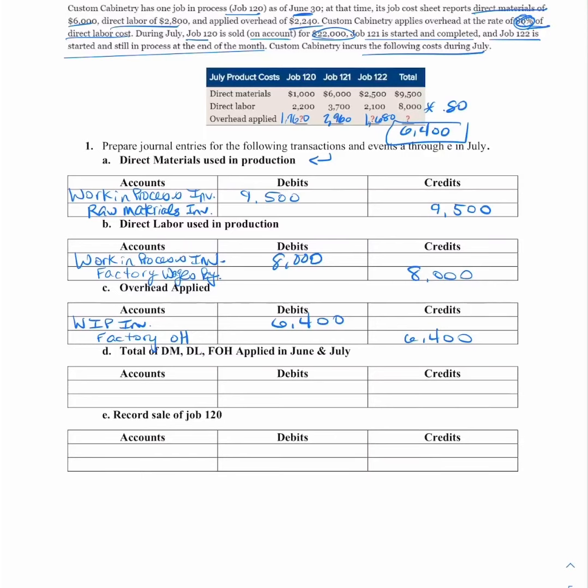Now the next item is we sold a job. We sold job 120. Well, just like in 231, when we have a sale, we're going to have two journal entries. So the first one is to record the cost of goods sold. So let's just go ahead and do this. Debit to cost of goods sold, a credit to finished goods inventory. And the question is for how much.